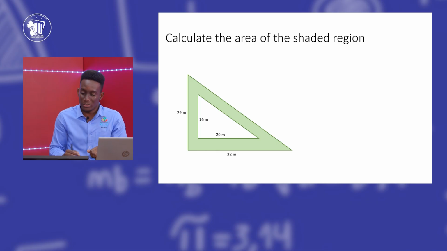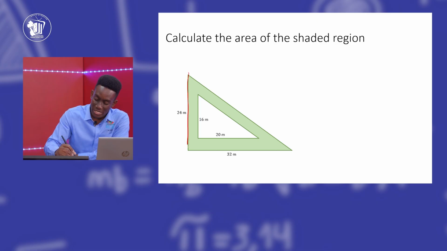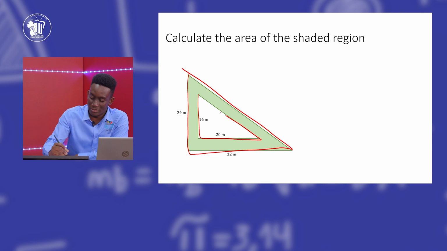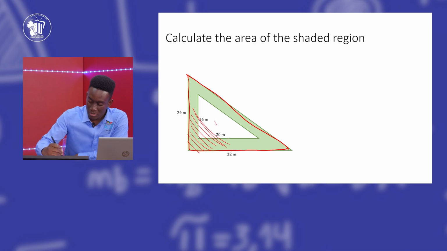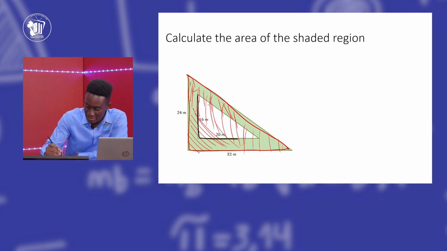So the last shape that we want to deal with, we want to find the area of this shaded region. So we see we have a big triangle here, and then we have a small triangle in the middle here. So if we were to find the area of this shaded part, what we can do is find the area of this big triangle here. When we find the area of that, we are basically finding the area for this entire thing here. And if we find the area for this piece in the middle here, we are basically finding the area for this little piece here.